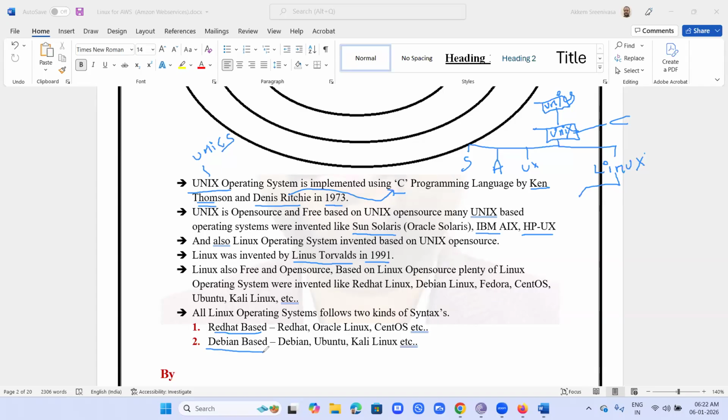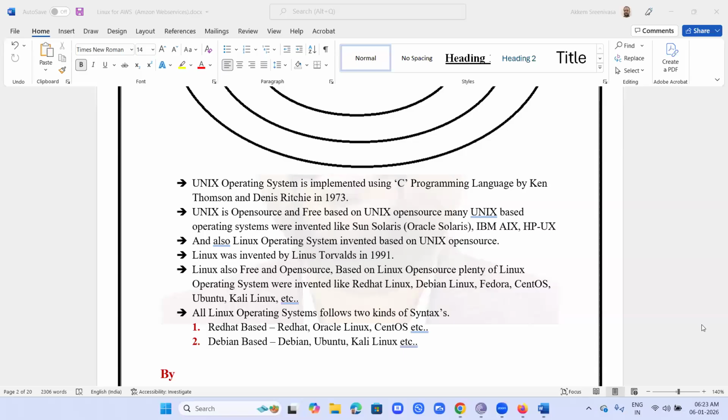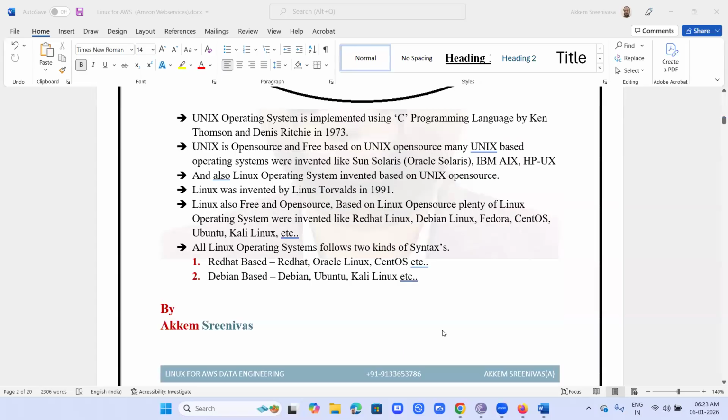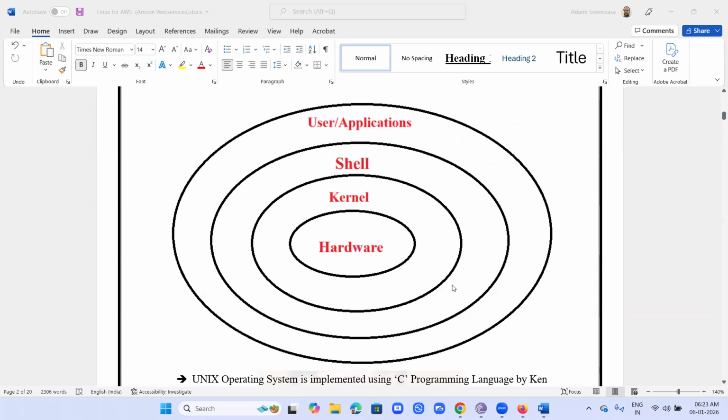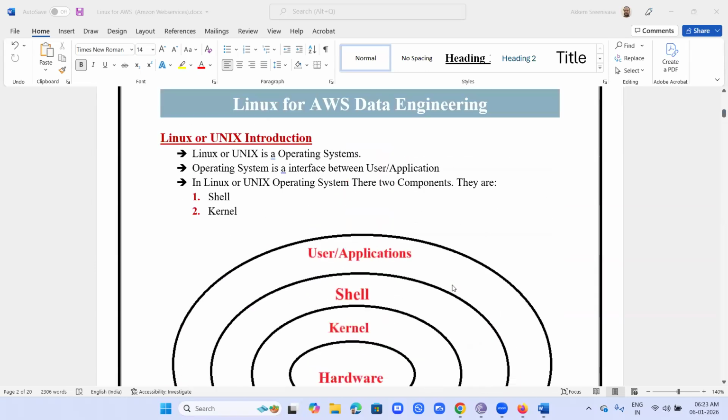For example, if I want to install any software, here we use the command called yum. Here we use the apt command. Such kind of little difference, not all. The basic commands we are going to discuss here work whether it is Red Hat based or Debian based. It will work in both supported operating systems. Clear, right? That is what Linux or Unix is.